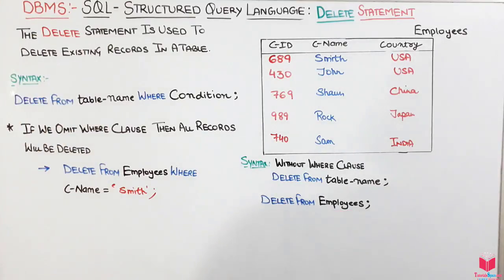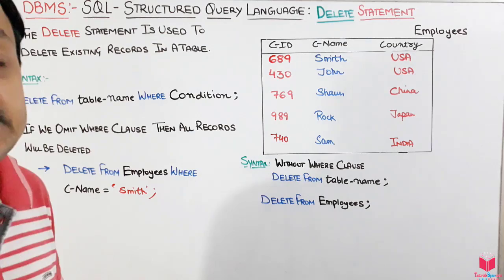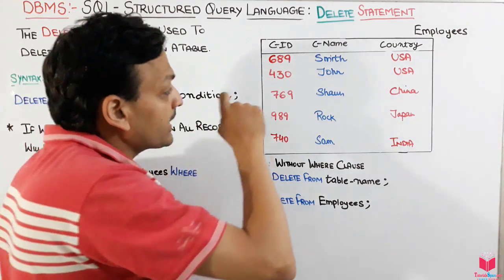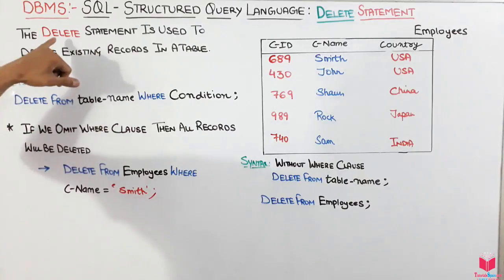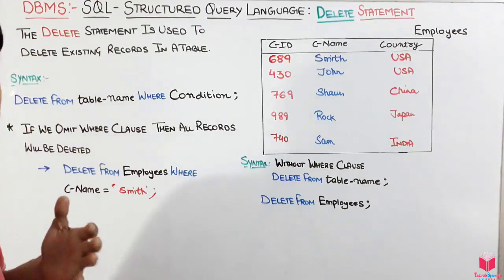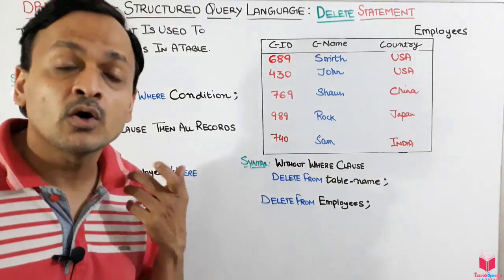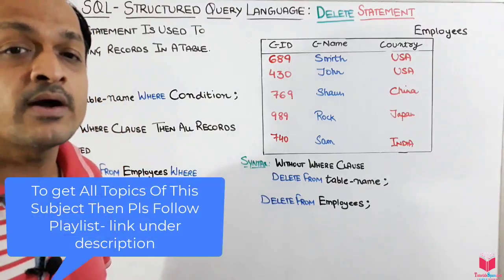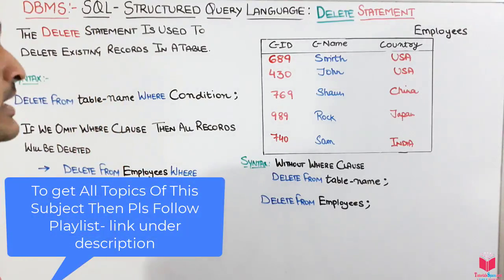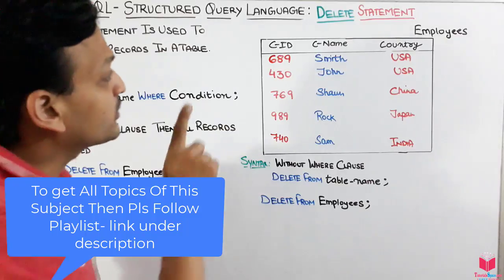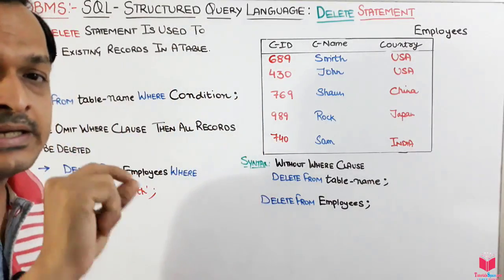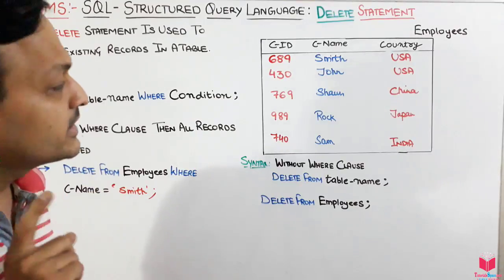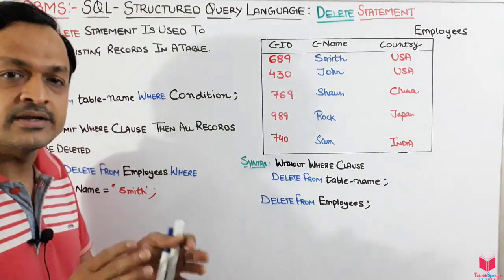Just see, the delete statement is used to delete existing records in a table. If we want to delete any record from a table, then we use delete. In a previous session we covered the update statement, where if you want to modify or change any value in a record, then we use update. But if we want to completely delete that row, then we use the delete statement. That is the main difference.